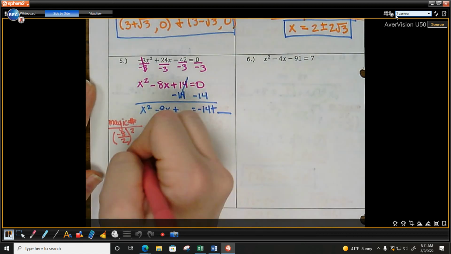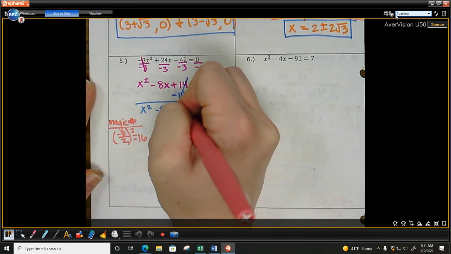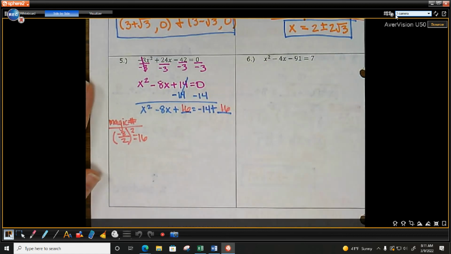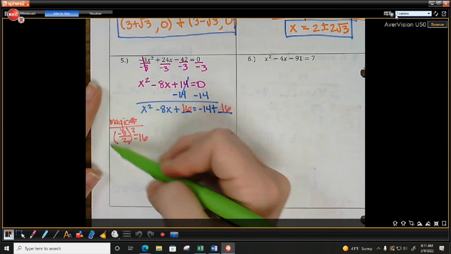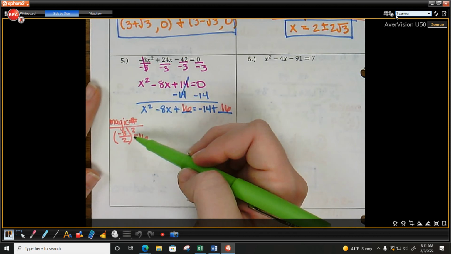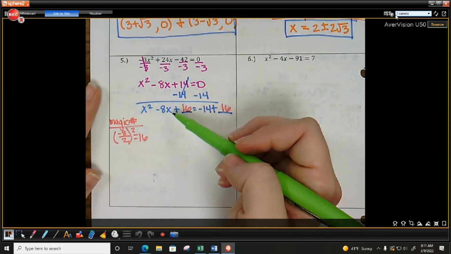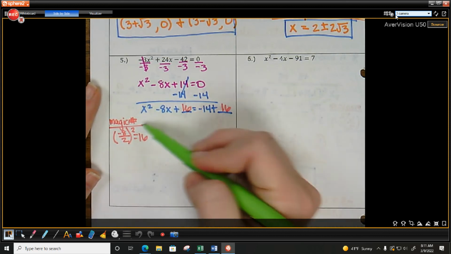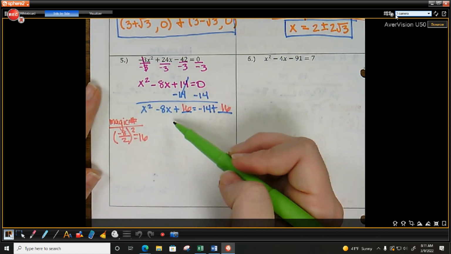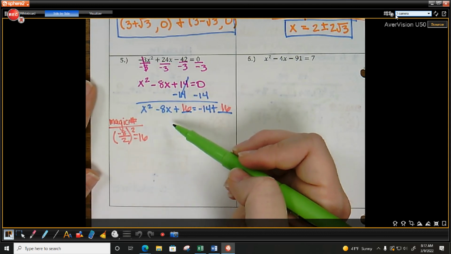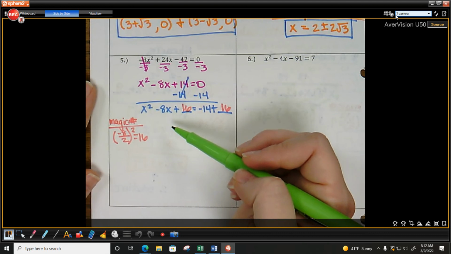Now we factor it, because I just made it a perfect square trinomial. Guys, again, that's what finding this magic number does. It makes it to where this will always be a perfect square trinomial. So before, when we did factoring, I was like, you have to check and make sure it's a perfect square trinomial. Here you're not checking, because we are making it a perfect square trinomial. It will always be a perfect square trinomial.